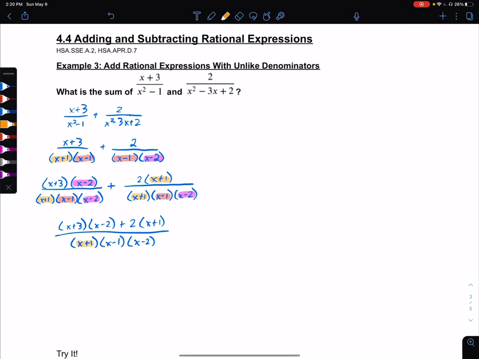I'm just going to keep color coding that to keep track of all this. From here, I now have one fraction, so I just need to work on cleaning everything up.